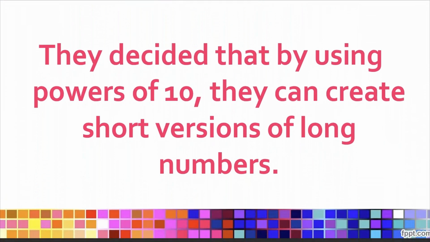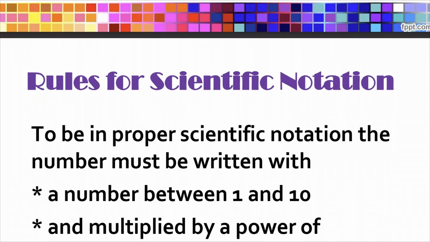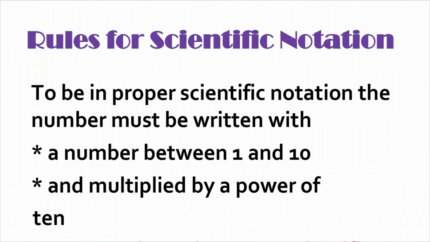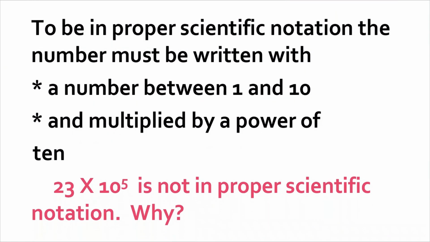They decided that by using powers of 10, they can create short versions of long numbers. How? There are certain rules we will be obeying when we are learning scientific notation. To be in proper scientific notation, the numbers must be written with a number between 1 and 10 and multiplied by a power of 10. 23 times 10 raised to the power 5 is not in proper scientific notation. Why? Because there must be a decimal after the first digit.